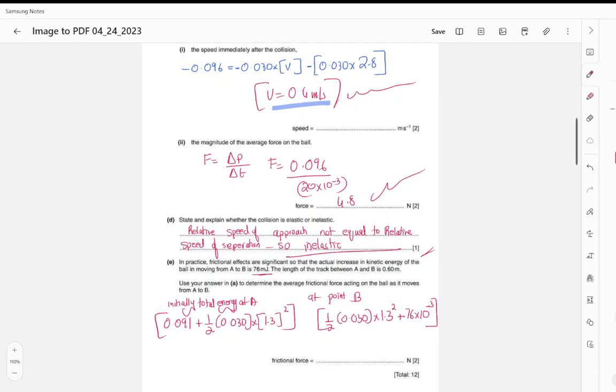So finally, loss in energy is equal to work done against frictional forces.